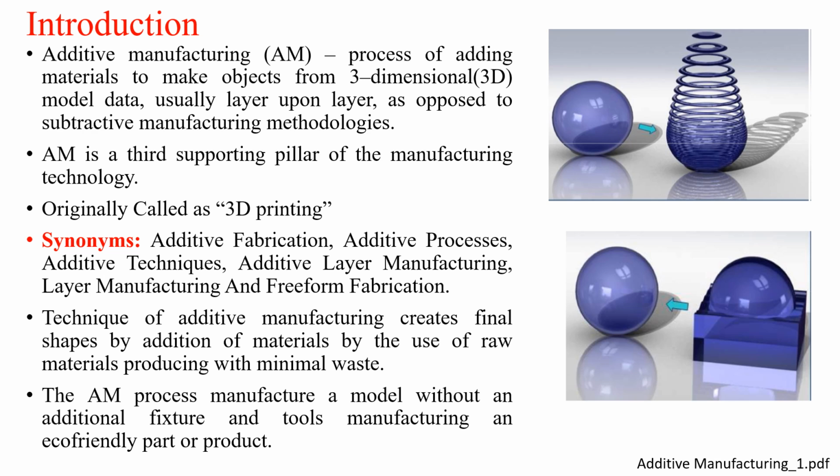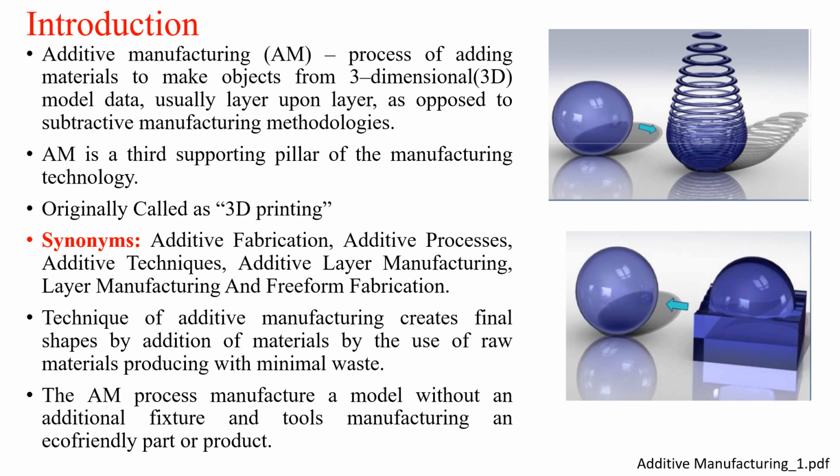There are three pillars of manufacturing technology. The first pillar is subtractive manufacturing, the second pillar is formative manufacturing, and the third pillar is the additive manufacturing process. If you look at the history of additive manufacturing, it was developed around the 1990s. So this is quite a latest technology. Still the development of additive manufacturing is going on.